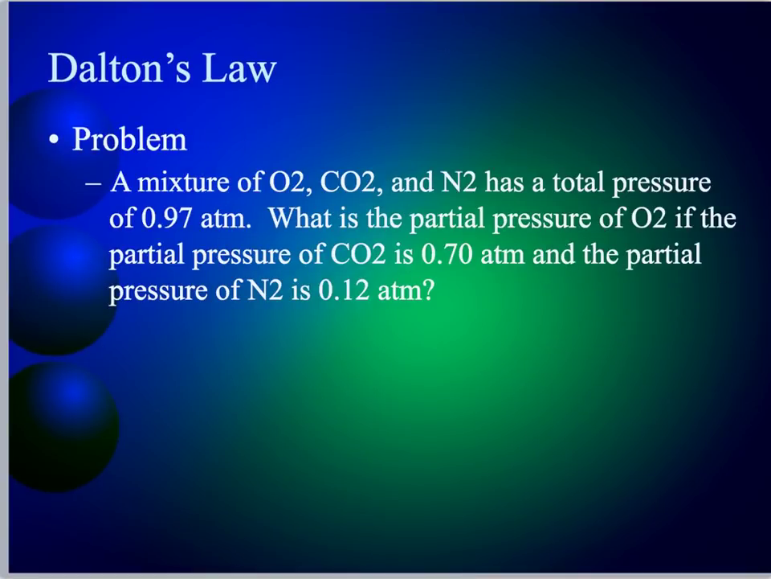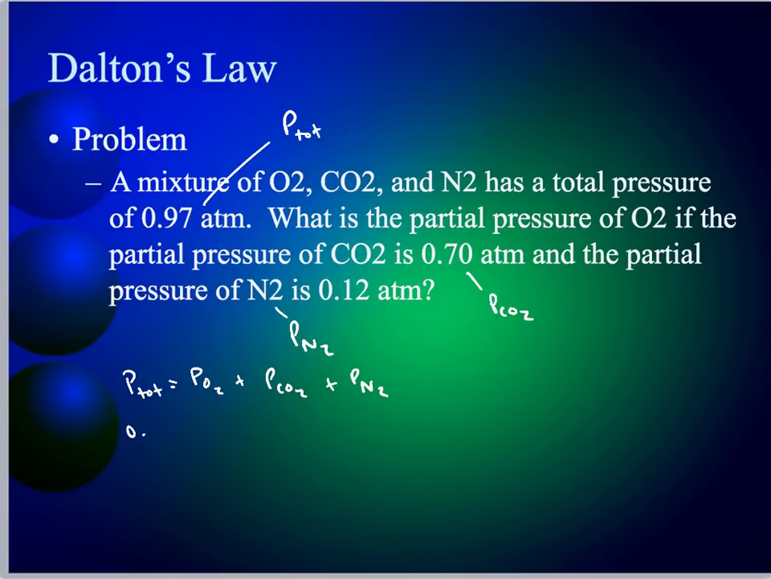So as a sample problem here, a mixture of O2, CO2, and N2 has a total pressure of 0.97 atmospheres. What is the partial pressure of O2 if the partial pressure of CO2 is 0.70 and the partial pressure of N2 is 0.12? So we have total pressure is the sum of all three of them: pressure of O2 plus the pressure of CO2 plus the pressure of N2. And if you had more gases, you'd add more. If you only had two, you only have two.